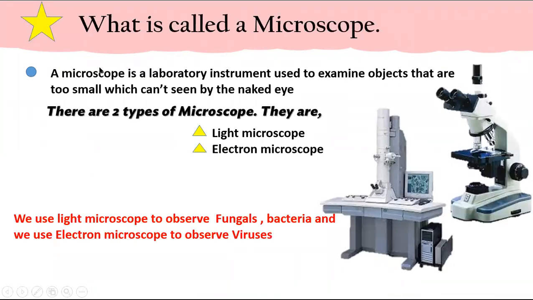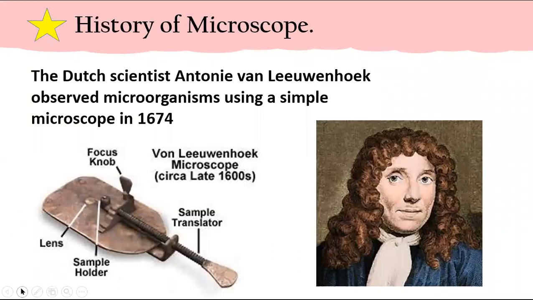What is called a microscope? A microscope is a laboratory instrument used to examine objects that are too small to see with the naked eye. There are two types of microscope. They are light microscope and electron microscope. This is an image of a light microscope and this is an electron microscope. We use a light microscope to observe fungus and bacteria, and we use an electron microscope to observe viruses. Let's move to the next point.